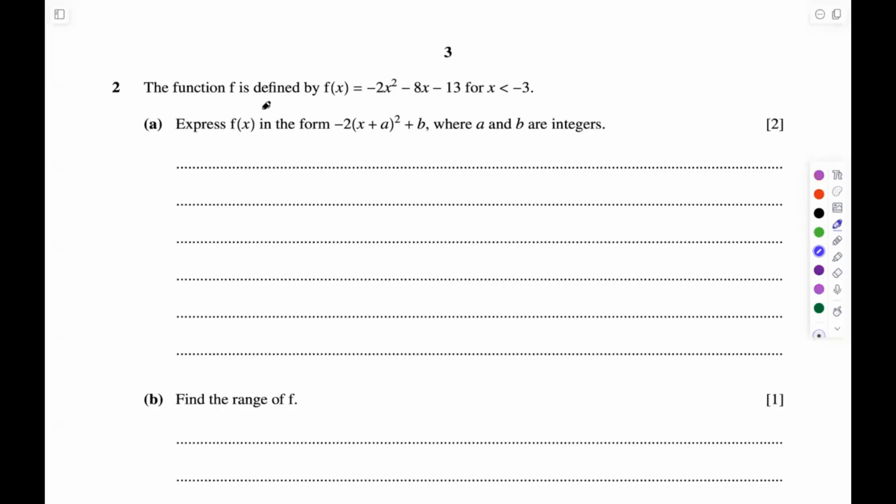In question 2, the function f is defined by f of x equals minus 2x squared minus 8x minus 13 for x less than minus 3. In part A, we have to express f of x in the form minus 2 times (x plus a) whole squared plus b. So to express minus 2x squared minus 8x minus 13 in that form, we'll first expand it.